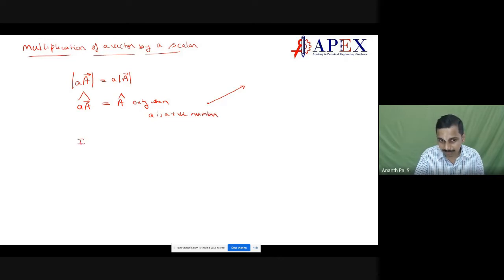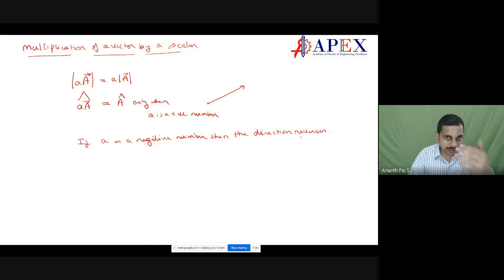And if small a is a negative number, then the direction reverses. The direction reverses. Very, very important. So direction of this will reverse. So what happens? If this is a negative number, this direction is equal to minus a unit vector.